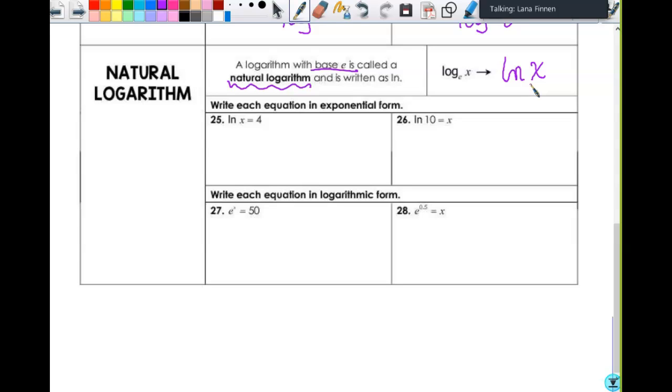Okay, so we're going to look at converting natural logs and exponentials back and forth. So this says write each equation in exponential form. On 25, I have the natural log of x equals 4. When I want to change it to exponential, I know since it's a natural log, the base is e, and I do it just like the other ones. e to the 4th power equals x. So you go ahead and do 26.